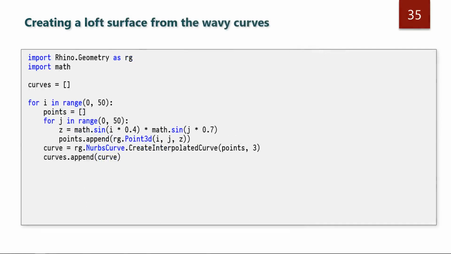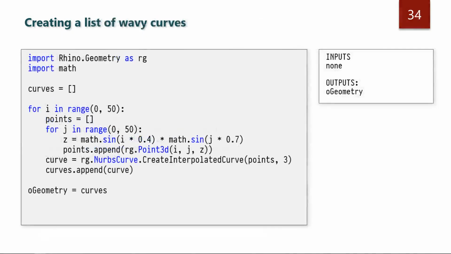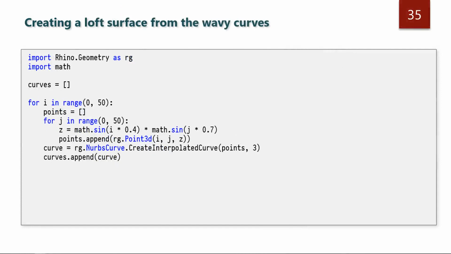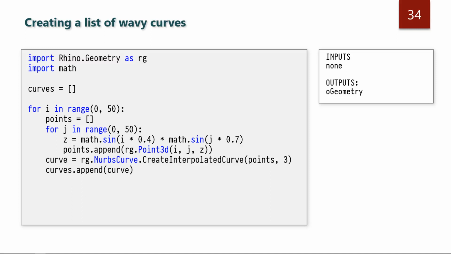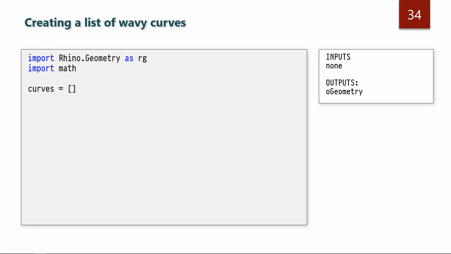So this is the logic. Let me walk you through. After we have the curve, we can create a rough surface, but we're going to save that for the next seminar because surface is a topic on its own. So we're going to output a list of curves, right? Of course we need to first create an empty list of curves, similarly to before, and now we're going to fill in that list of curves.